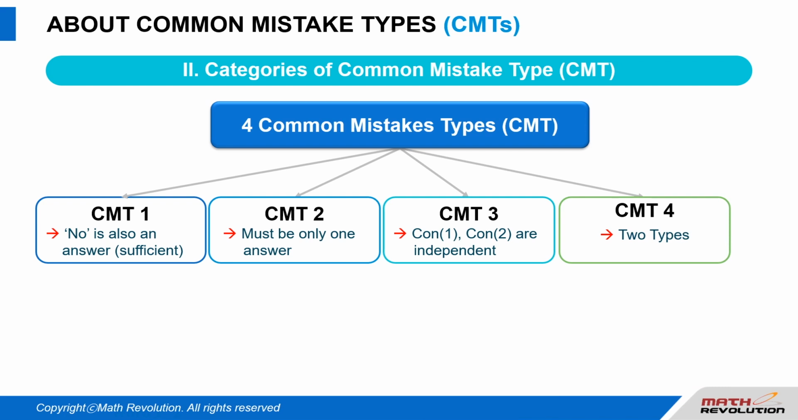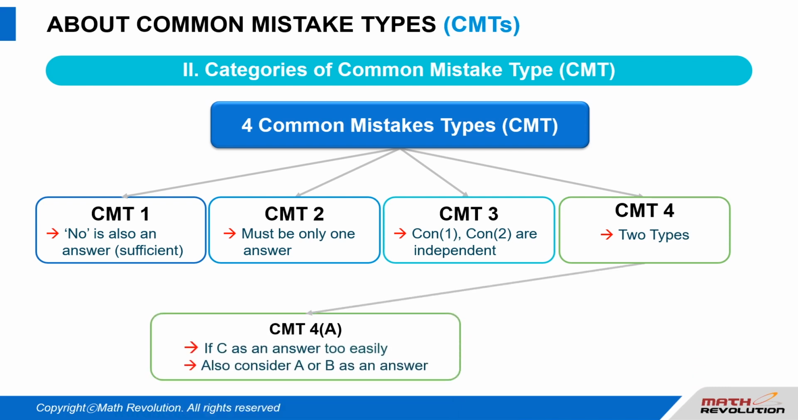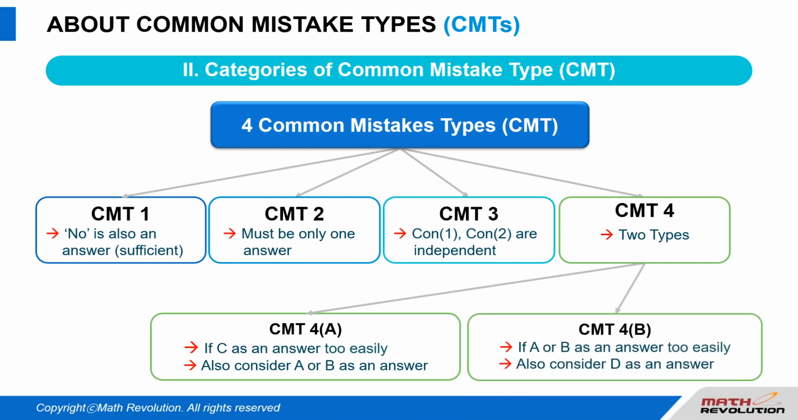4. There are 2 types of CMT 4. CMT 4A states that if you get C as an answer too easily, also consider either A or B as an answer. CMT 4B states that if you get A or B as an answer too easily, also consider D as an answer.